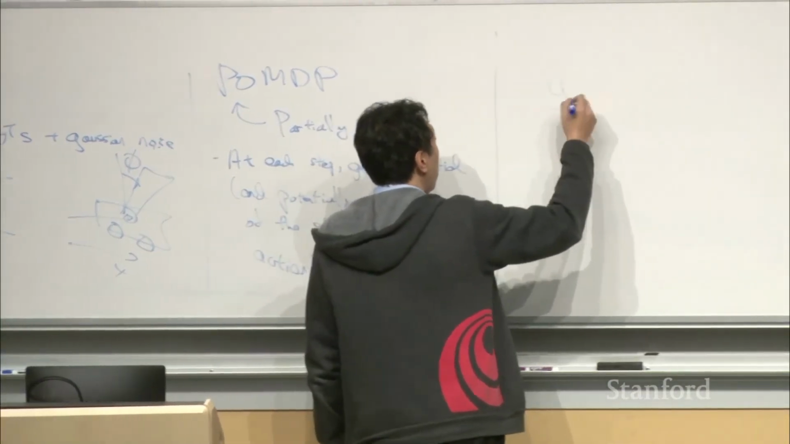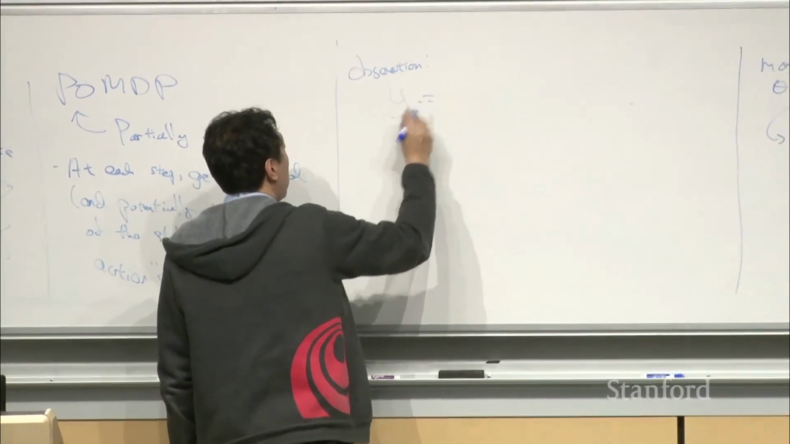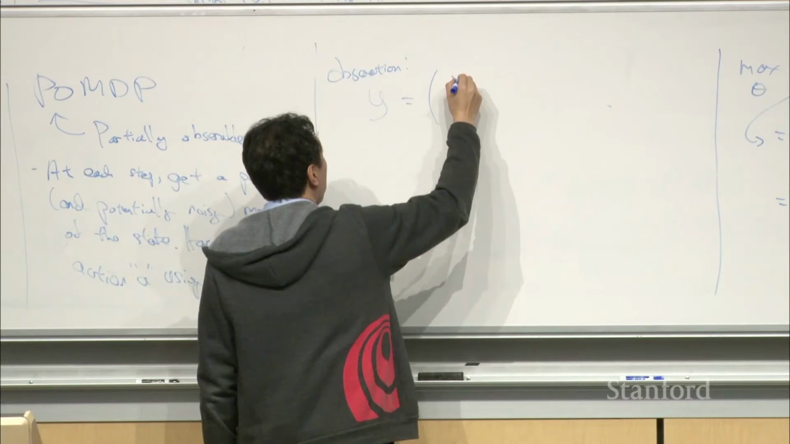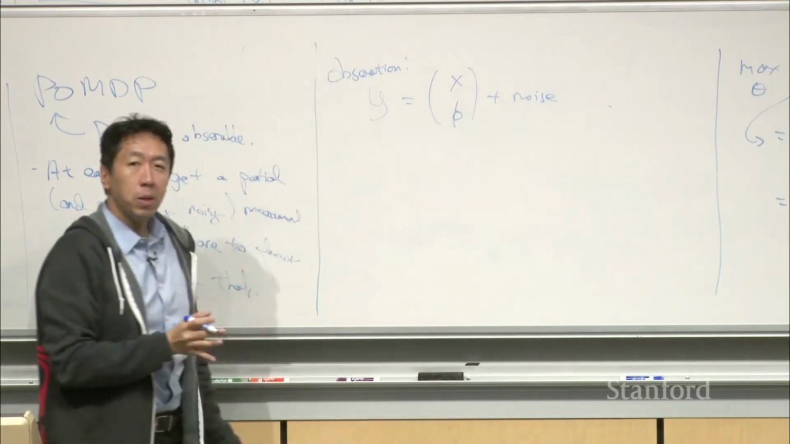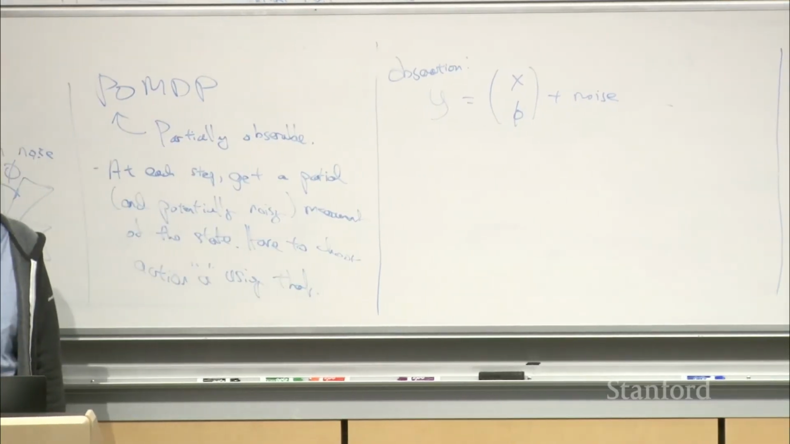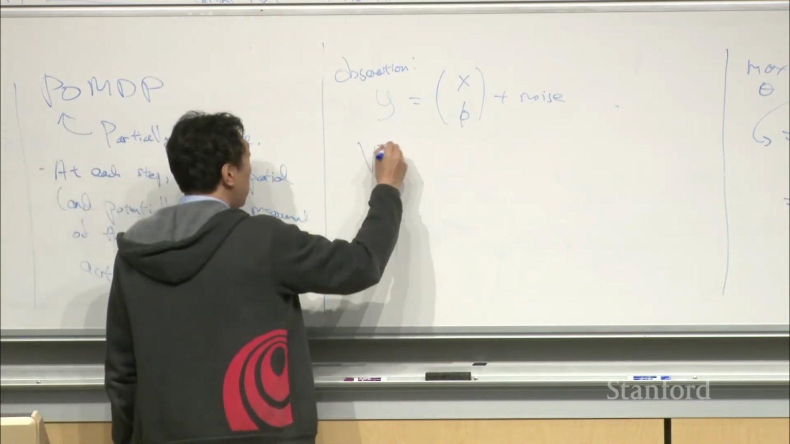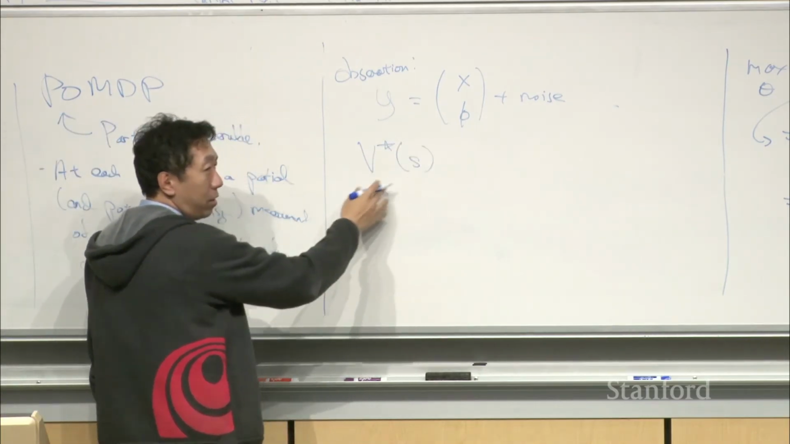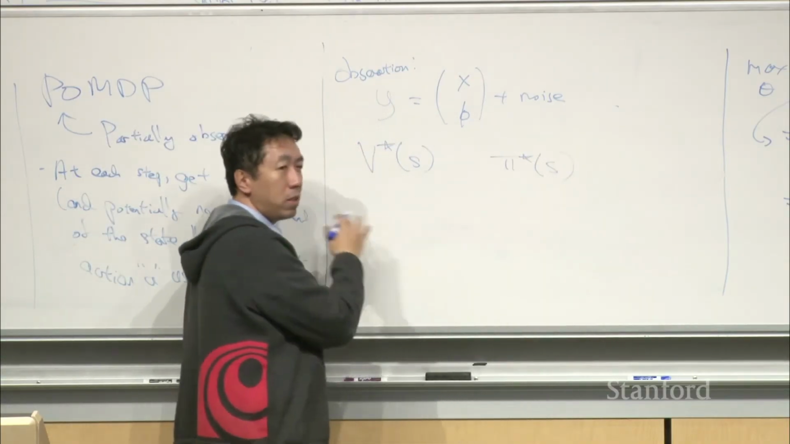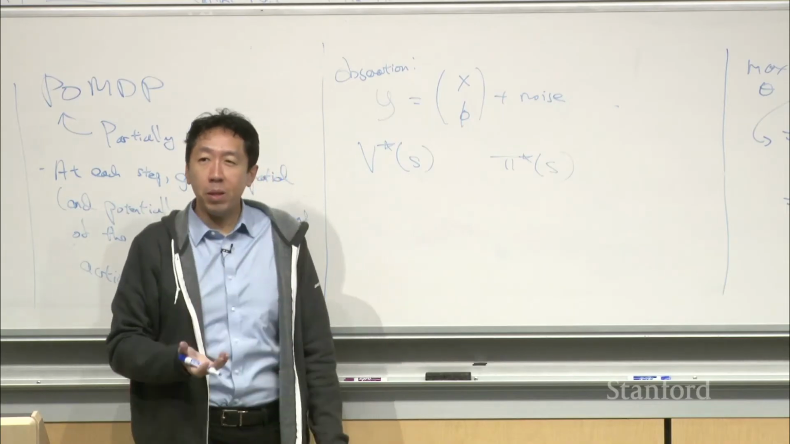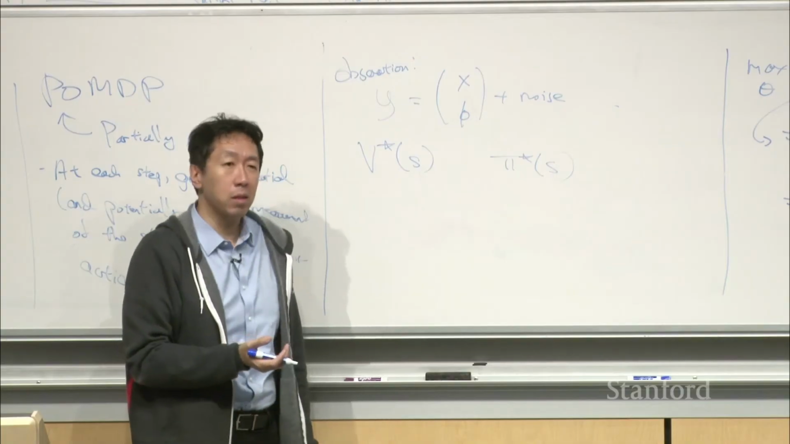Oh, let me just write this down. So let's say the observation is, on every time step you observe y equals x, phi plus noise, right? So you just don't know what is the state. And in a POMDP, you cannot approximate the value function, or even if you knew what was V star, right? You can't compute pi star, because, I mean, maybe you know what is pi star. Let's say you can compute V star and pi star. But if you don't know what the state is, you can't apply pi star to the state. So how do you choose an action?